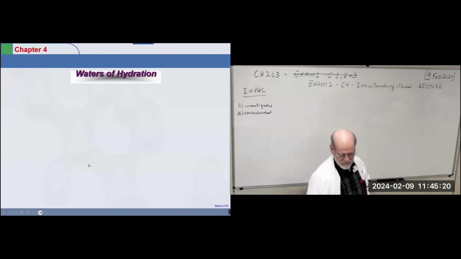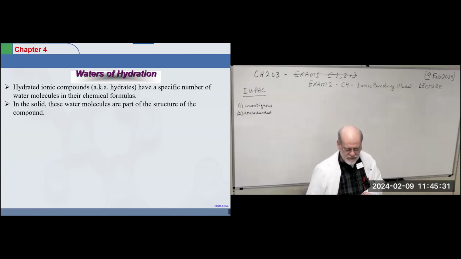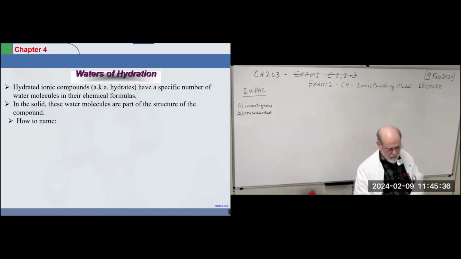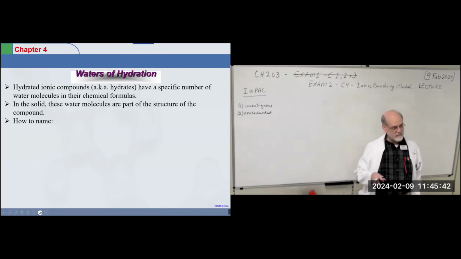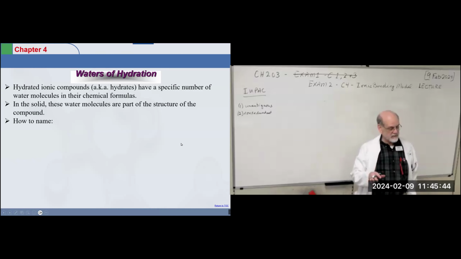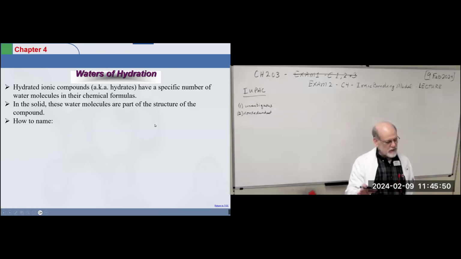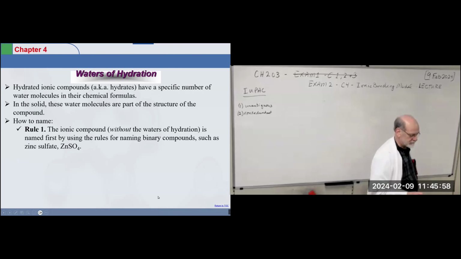Okay. All right. This last slide. I think it's the last slide. Oh, yeah. Okay. So this is the last slide. Waters of hydration. When we name a compound that has water attached to it, there's another convention. You take the front part of the name, which is always ionic, and then you add the water on the end of it. So where did that come from?